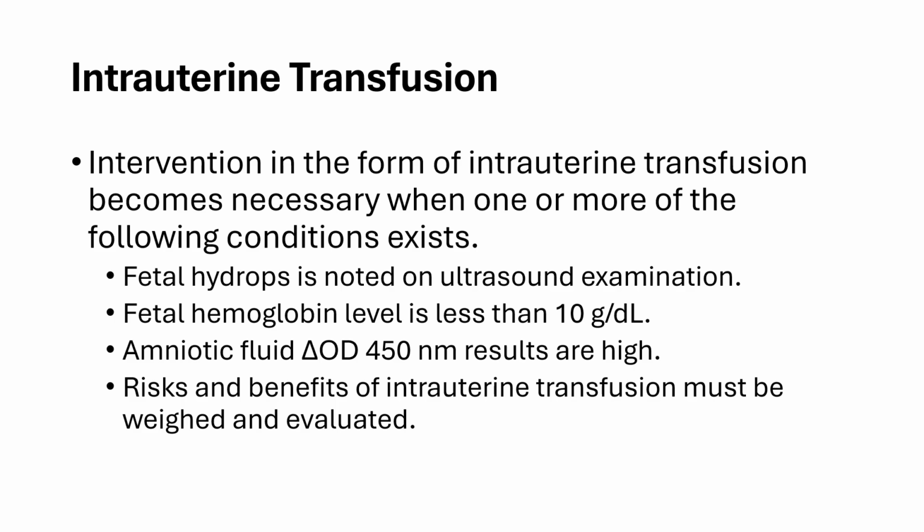Intervention with intrauterine transfusion is necessary if one or more of the following conditions are present: fetal hydrops is observed on ultrasound, the fetal hemoglobin level is less than 10 grams per deciliter, or the amniotic fluid results are elevated, which indicates high bilirubin. The risks and benefits of intrauterine transfusion need to be weighed carefully and then evaluated, because there are risks with this.